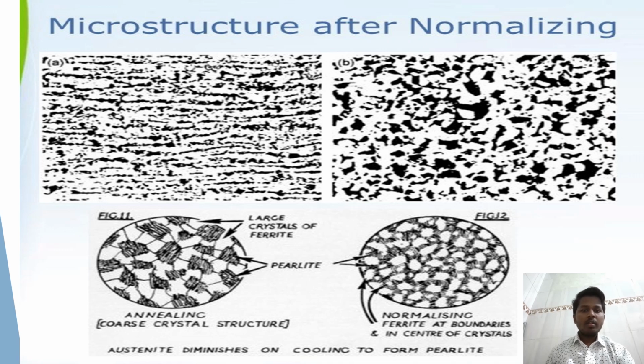Microstructure of normalized pearlite after annealing and normalizing. The pearlite has changed its phase from bigger grain to smaller grain, and large crystals of ferrite have been changed to small crystals of ferrite. Before the annealing process, the coarse crystal structure is formed. In normalizing, ferrite is at the boundaries and in the center of crystals. You can see in this picture the annealing and normalizing.